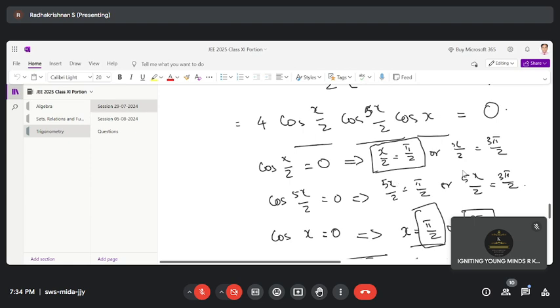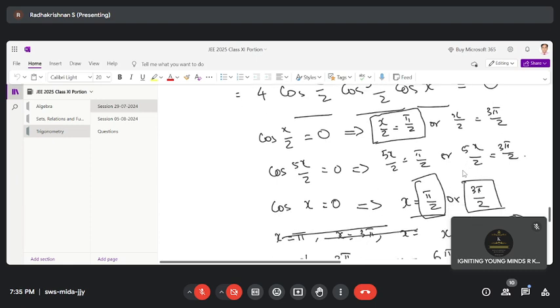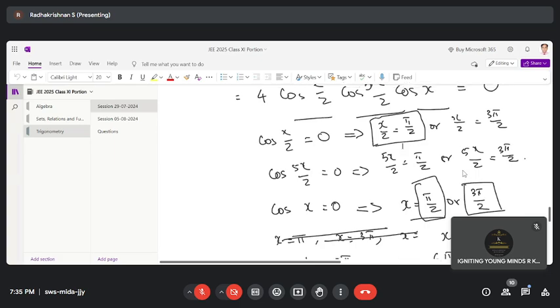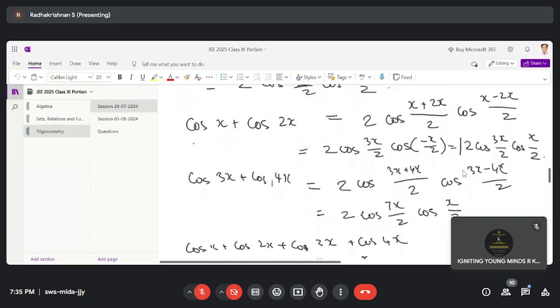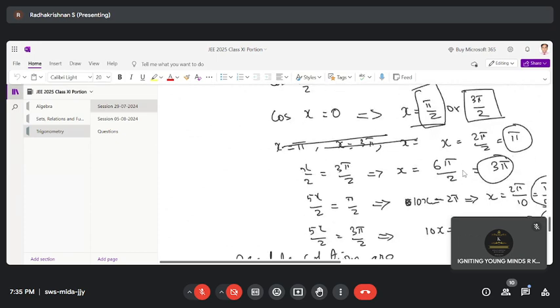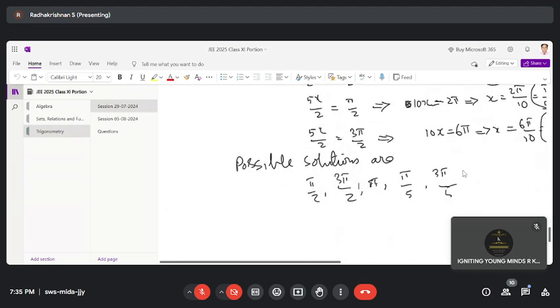That is not covering all the solutions. Because x by 2 can be pi by 2, 3 pi by 2, 5 pi by 2, 7 pi by 2, and so on. Similarly, 5x by 2 can also have more values, so x also can have more values. And then we have to see only that x should be in the range 0 to 2 pi. That's what is given, x from 0 to 2 pi, right? In the problem, x is the one that is constrained to 0 to 2 pi. But we constrained x by 2, 5x by 2 and all that. So that is a mistake.